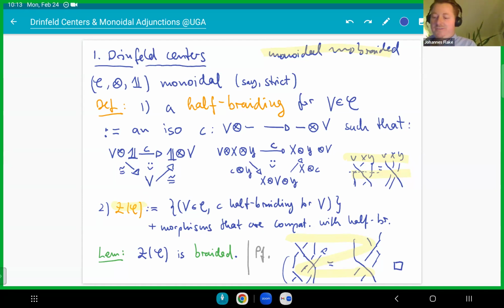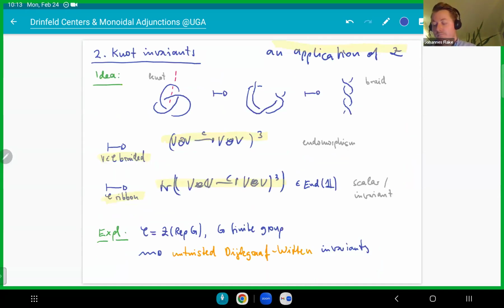Okay, so now I gave you this definition. We know what Drinfeld centers are. So why are we interested in them? So let me just very roughly give one application. Namely, we can use certain kinds of braided categories to construct knot invariants. So how does that work? If I'm given a knot, here we have a nice trefoil knot, first of all, I want to cut it open and move it around a bit so I can turn any knot, like the trefoil knot, into a braid.